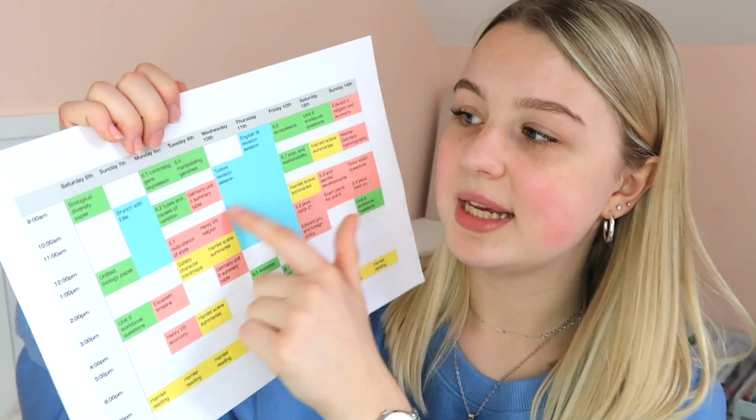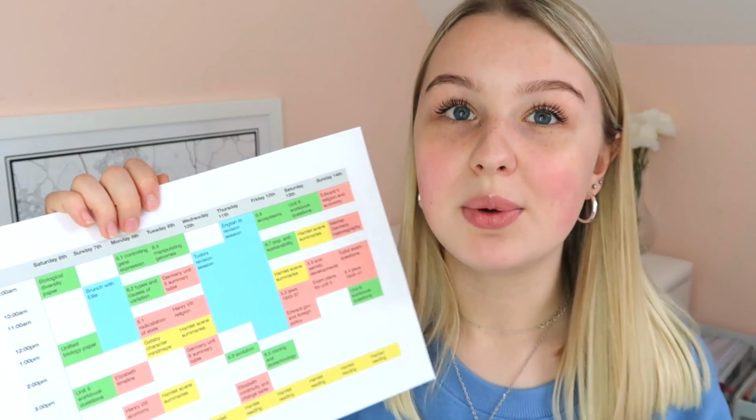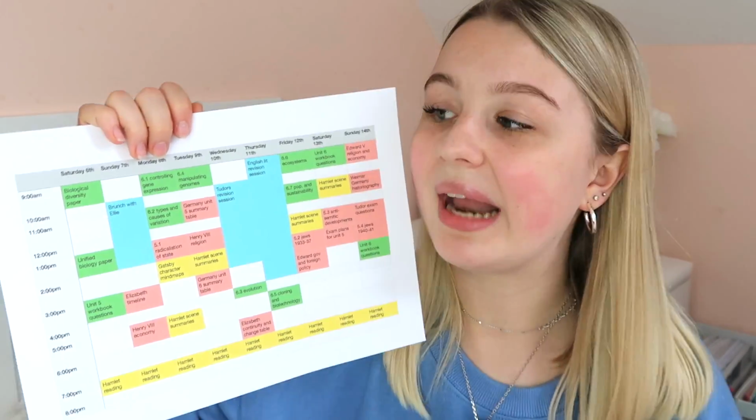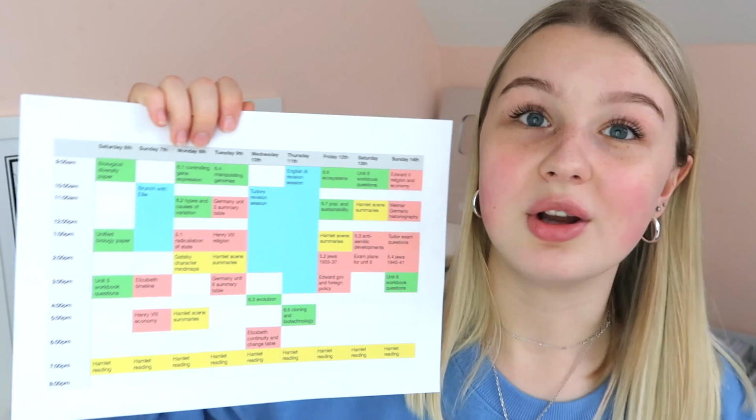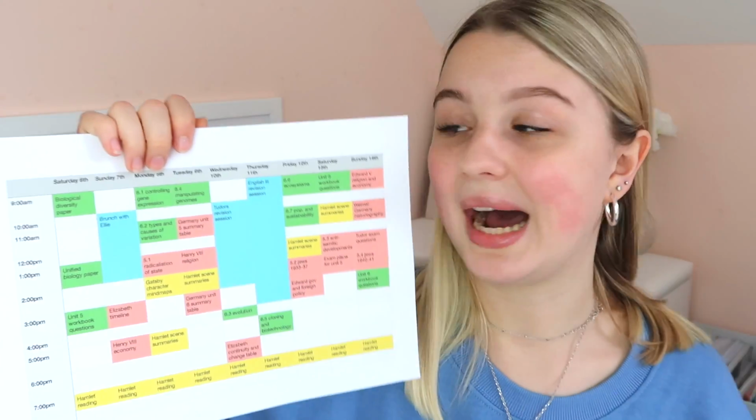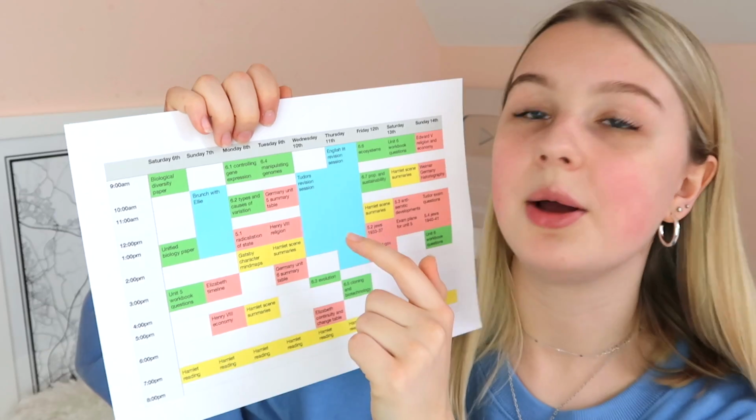And the blue bits here are plans that I currently have. I think it's so important when planning your revision to plan it around plans that you already have. So if you've planned to see your friends, then don't take that off your timetable. Work your revision around that, because that's so important for not getting tired or burned out. So I have plans with Ellie here, so I just blocked that out in blue.